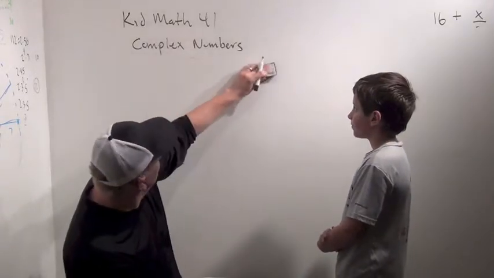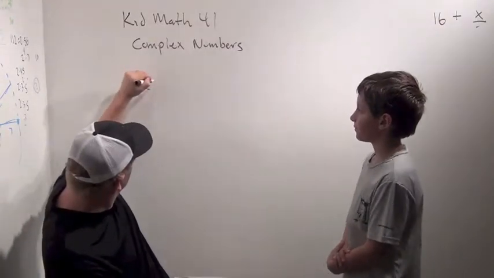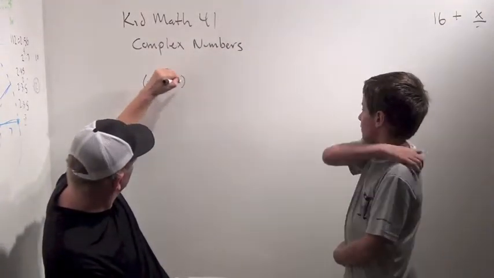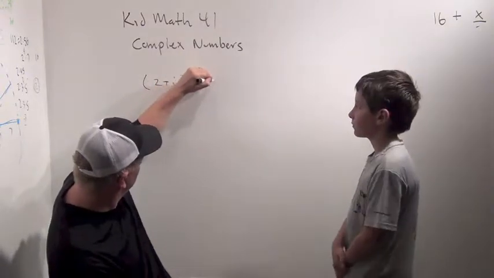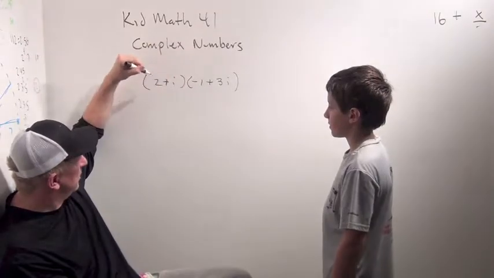Okay, and they multiply together too, in a way that we've seen before. How about 2 plus i times negative 1 plus 3i? Okay, what do you think you can do for that? Multiply them like quadratics.